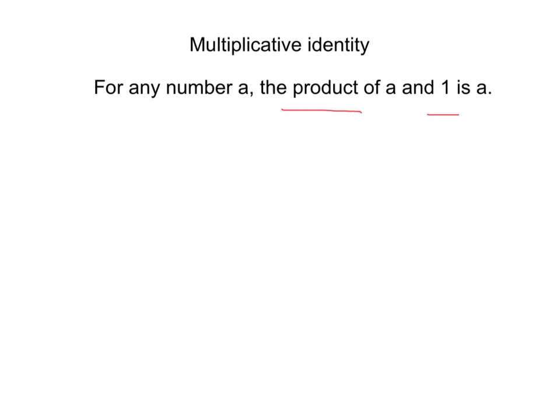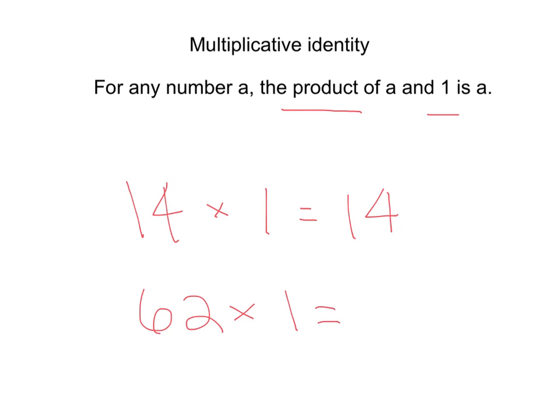So if we look at an example, 14 times 1 is 14. 62 times 1 equals 62. We know that any number times 1 is that number.